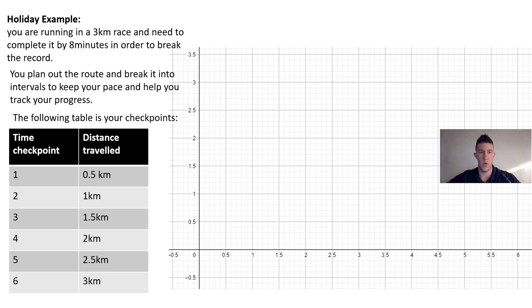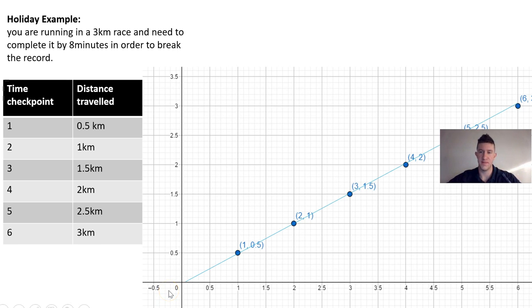This says, at 1 minute, I should have travelled 500 meters. After 2 minutes, I should have travelled 1 kilometer, and so on and so forth. So ultimately, by the 6th minute, I should be at the 3-kilometer mark, and that means I'll break the record. So now, if we plot these points, I've got x, which is the thing that I'm changing, right? The time that's passed. My x would be 1, the distance would be 0.5. So here I've got 1 and 0.5. So just like we've plotted points before, I plot it on the graph, and that's my point. And I do this for all of my points here, and I end up with this line.